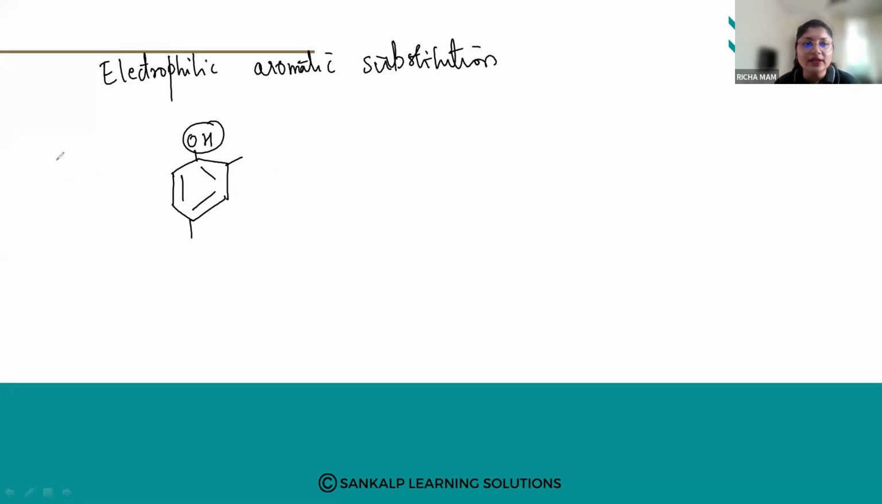The incoming electrophile will attack the ortho or para position. You know this is an ortho position and this is a para position with respect to the OH group. Because of the presence of the OH group, remember that the benzene ring is activated, and thus it will undergo electrophilic aromatic substitution reaction. The incoming electrophile will attack the ortho or the para position with respect to the OH group. Which are the different electrophilic substitution reactions? We are going to study nitration and halogenation.